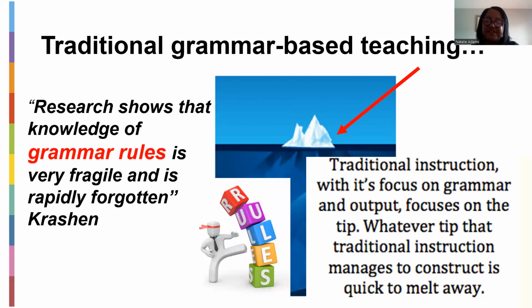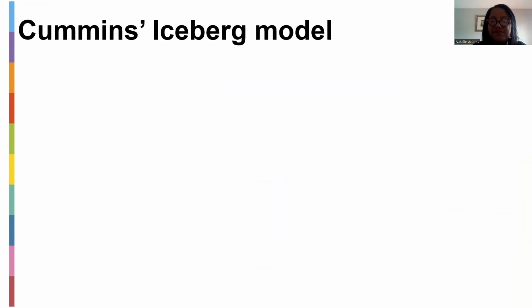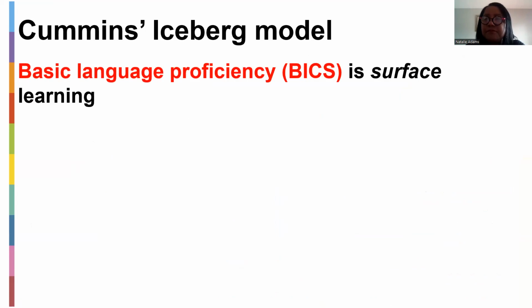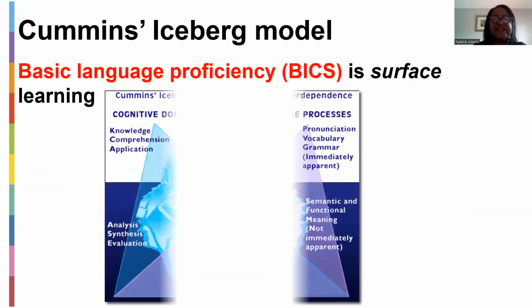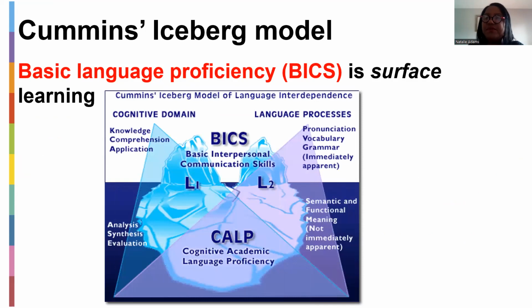Okay, and then we're just having there the Karate Kid saying rules do not work. Okay, so Cummins' iceberg model. For those of you who are registered for the first time, Cummins is also a theorist, and he speaks about 2 things. He speaks about basic language proficiency, that's BICS, and he calls it surface level learning. So that would be similar to what you see on top of the iceberg, the tip of the iceberg. So he says there's 2 things. There's BICS, this is what it looks like, in Cummins' iceberg model of language interdependence.